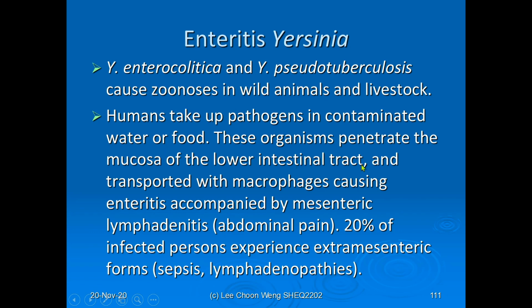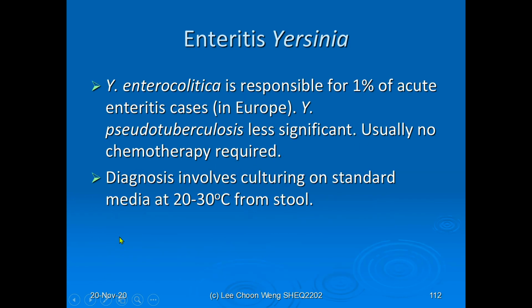These organisms penetrate the mucosa of the lower intestinal tract and cause abdominal pain and enteritis. So Yersinia enterocolitica is responsible for 1% of acute enteritis cases, especially in Europe. Okay. Yersinia pseudotuberculosis is less significant and usually no chemotherapy is required.